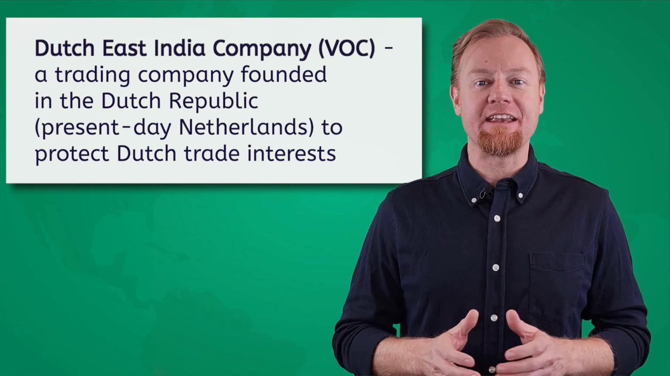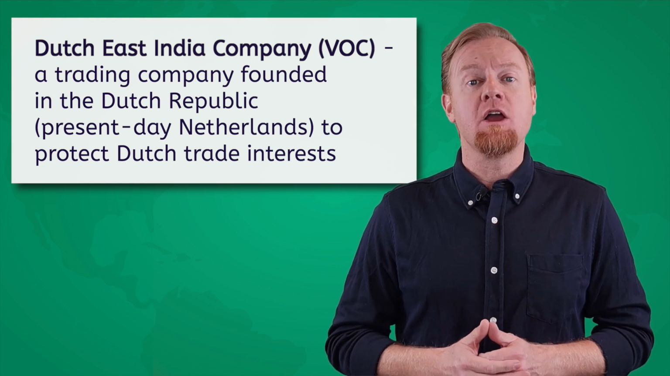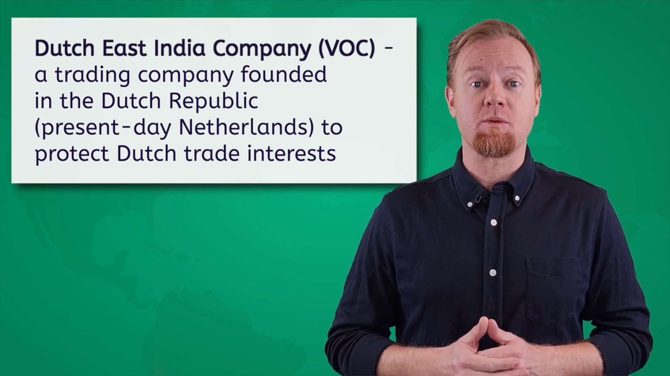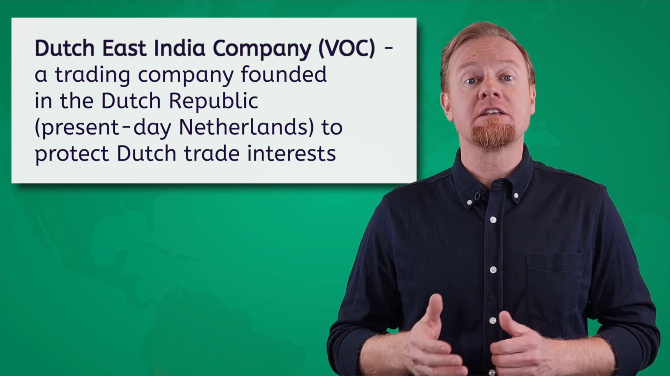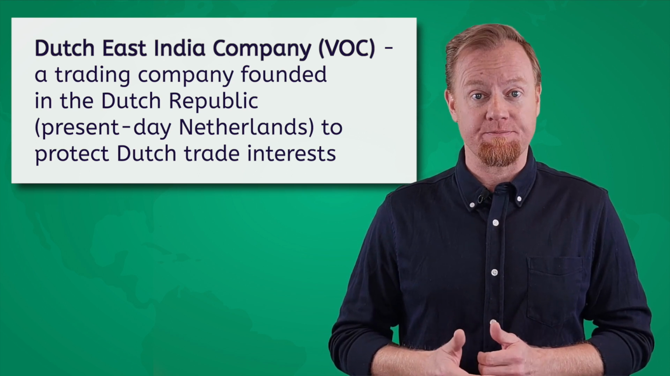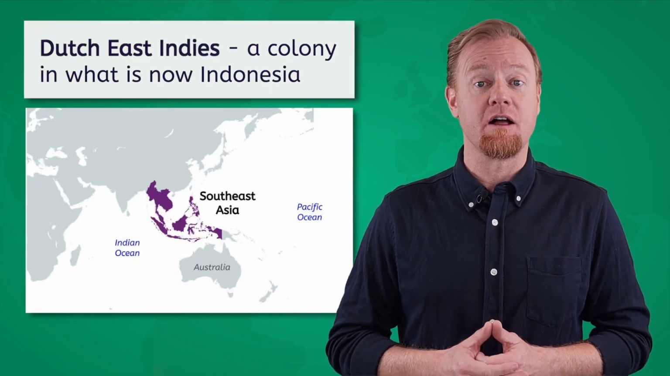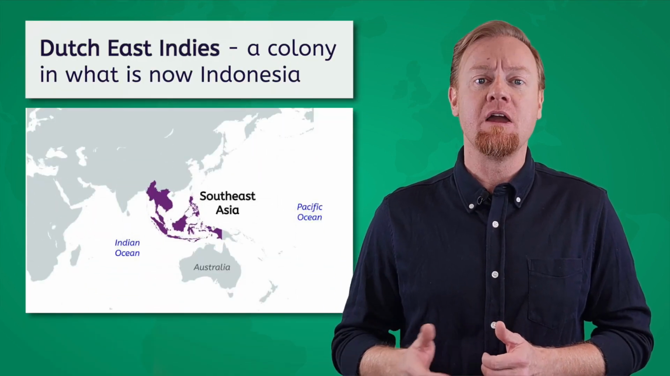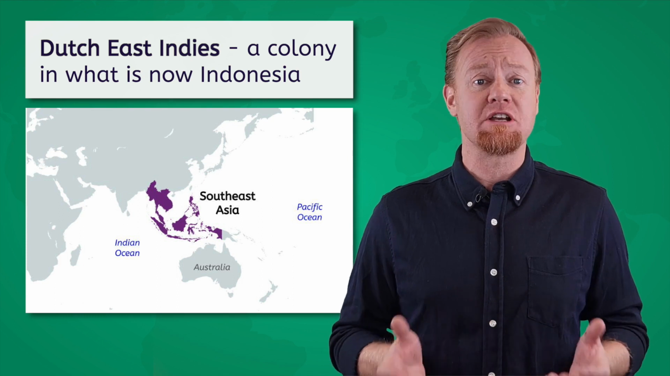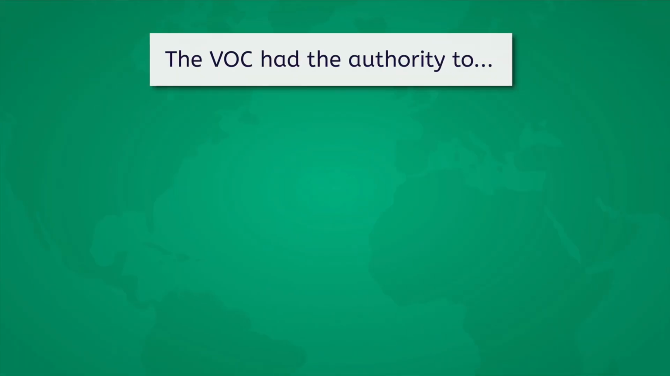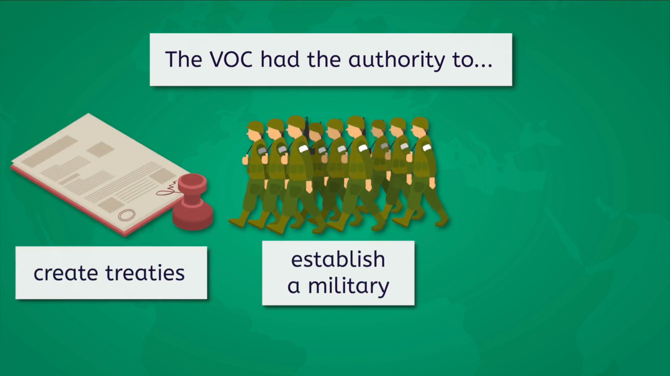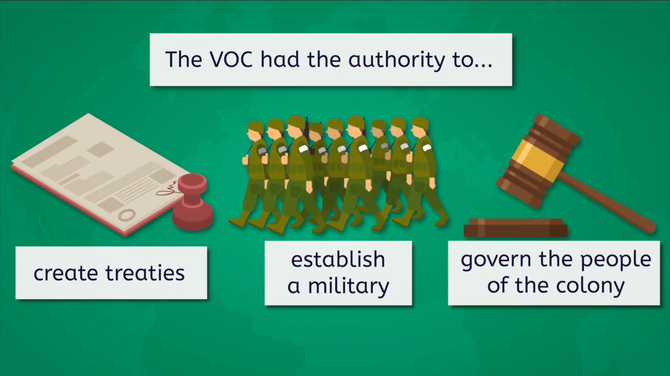The Dutch East India Company, or VOC, was a trading company founded in the Dutch Republic, present-day Netherlands, to protect Dutch trade interests. It established and governed a colony called the Dutch East Indies, a colony in what is now Indonesia. The VOC was as much a government as it was a private company. The VOC assumed the authority to create treaties, establish a military, and govern the people of the colony.